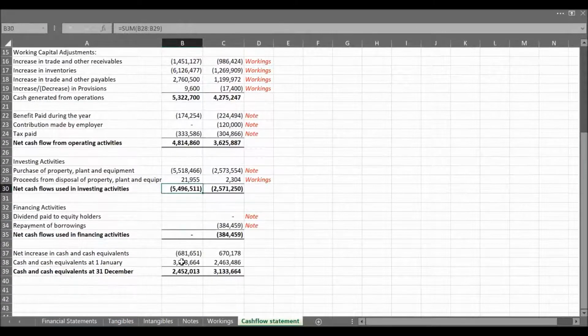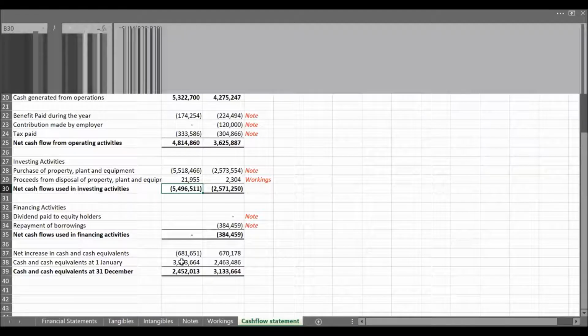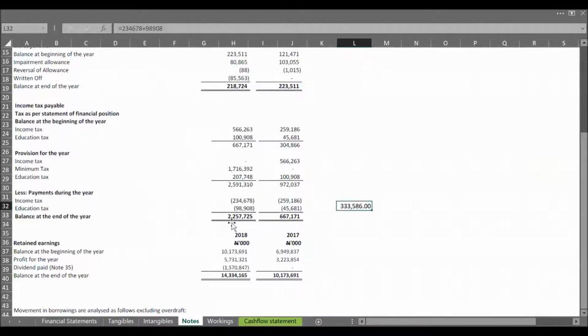The last section we'll be looking at is the cash flow from financing activities. The two sections we have here are dividend that was paid during the year, and repayment of borrowings or proceeds from loans that were taken during the year, if any. In the case of this entity, there was no additional loan that was taken, rather a repayment of outstanding loans was made. So let's populate based on this information. For dividend paid during the year, you can find this information on the notes and also the statement of changes in equity.